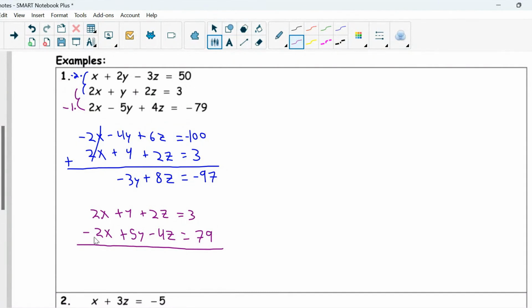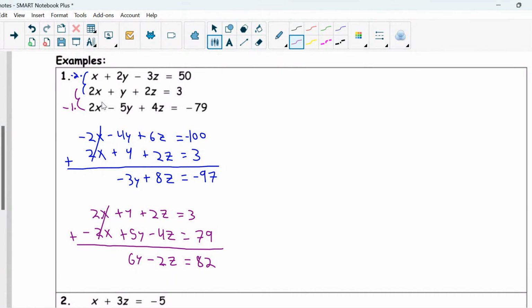So once again, our leading coefficients here are opposite signs, so we can go ahead and add. Our x values will once again cancel. y plus 5y gives us 6y. 2z plus negative 4z gives us negative 2z. 3 plus 79, which is 82.